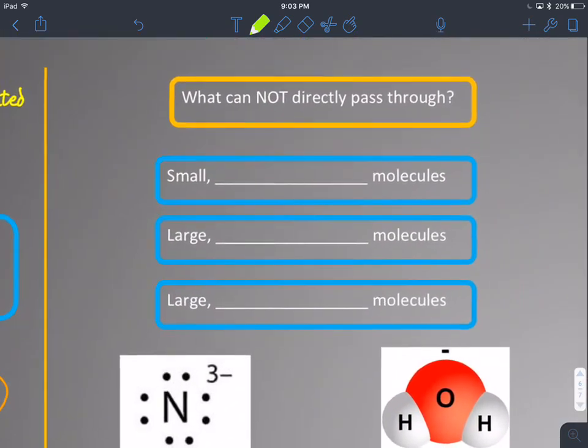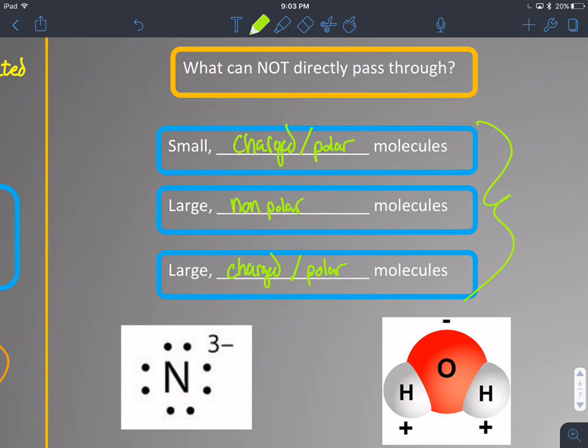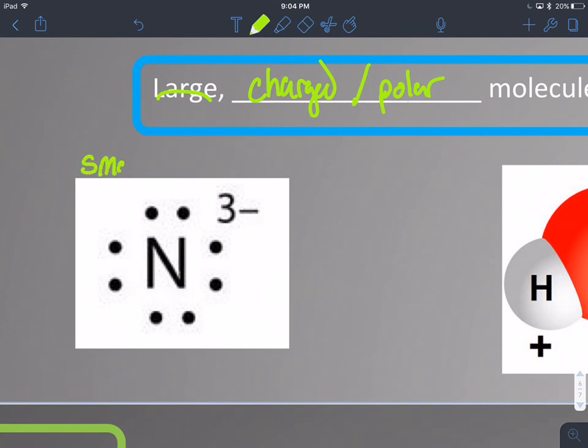Now, what cannot pass directly through? These are anything that is small and charged, charged and polar, and anything that is large and nonpolar, and anything that is large. So this is the opposite of what's on the left. They're either small and charged or they're large. That's the big takeaway.